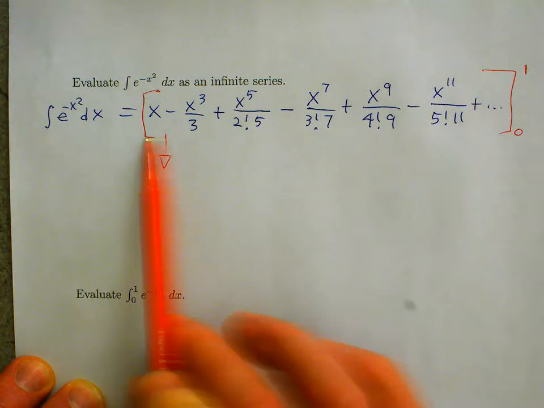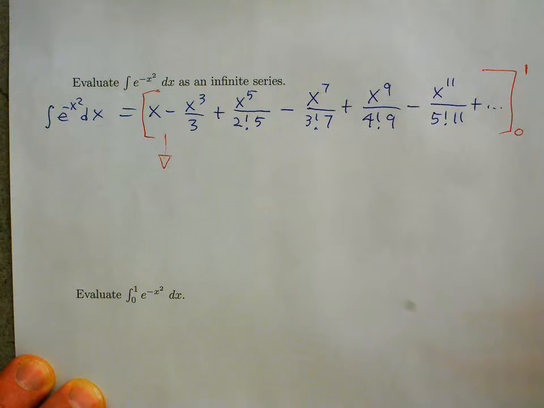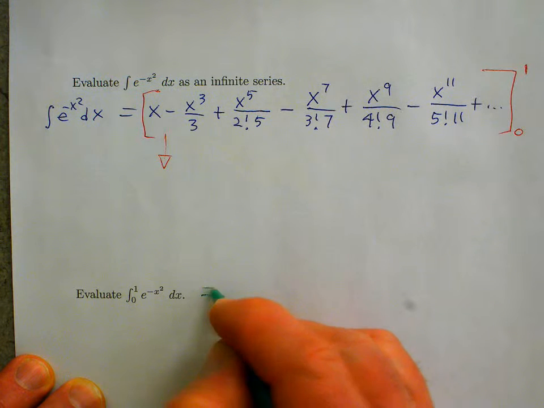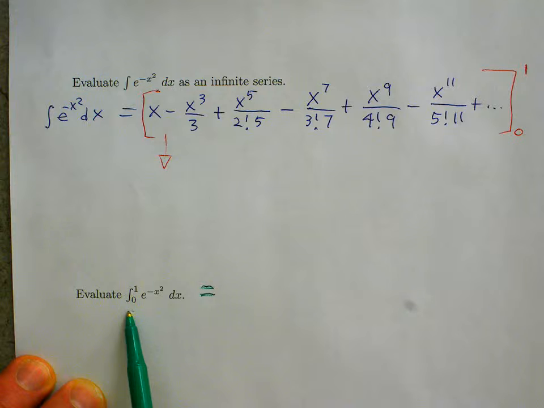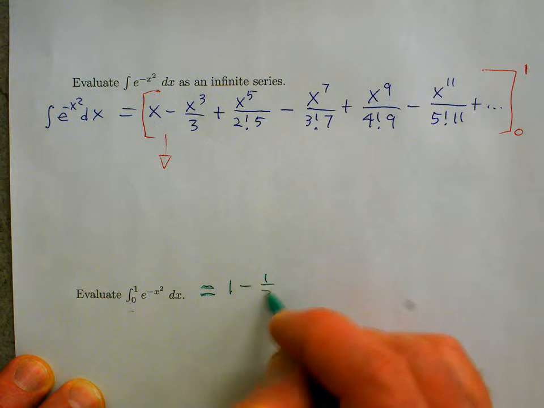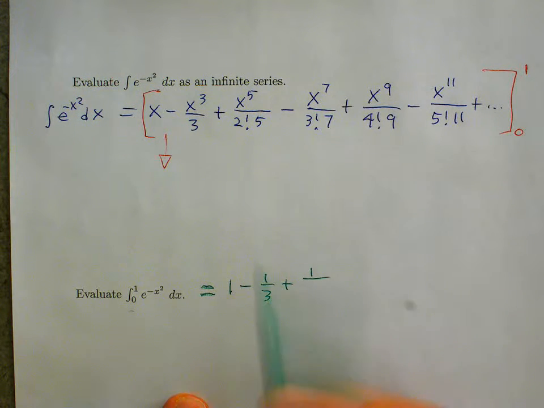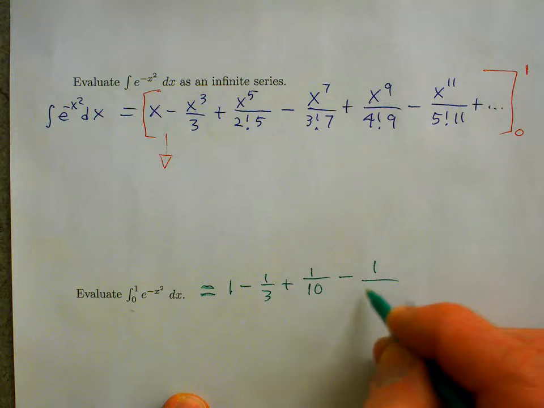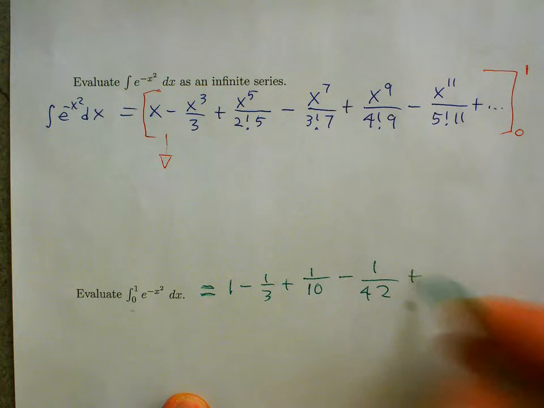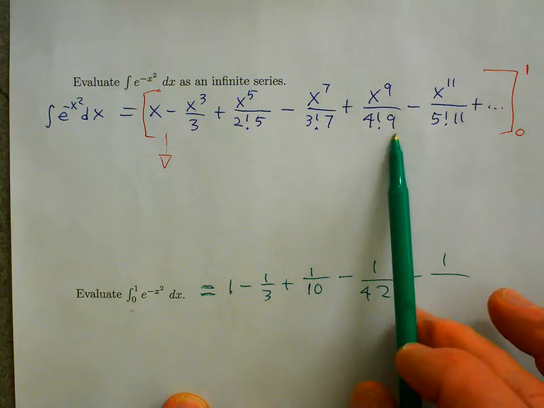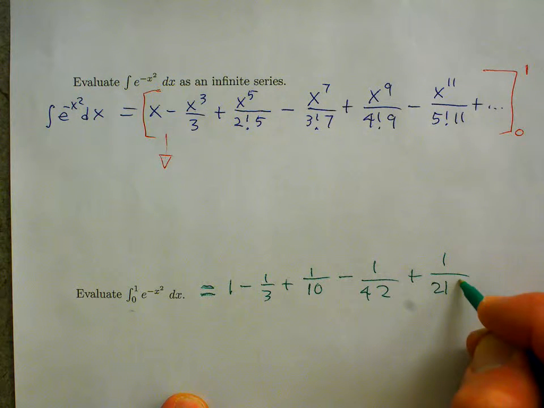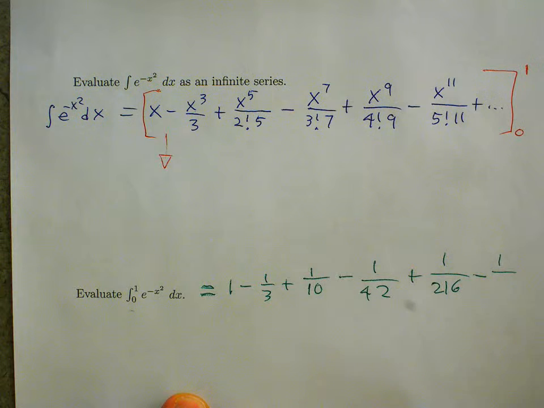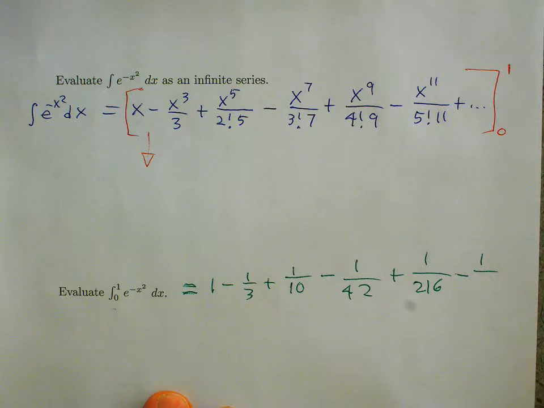And when x is 0, everything is 0. And so we can write what this is equal to by replacing every x with 1. So we'll get 1 minus 1/3 plus 1 over 2 factorial times 5, which is 1/10. And then minus 1 over 42, 3 factorial times 7. And then plus, let's see, 4 factorial times 9 is 216. And then minus 1 over, let's see, 5 factorial is 120, right? Times 11 is 1320. So you can check my arithmetic on that.